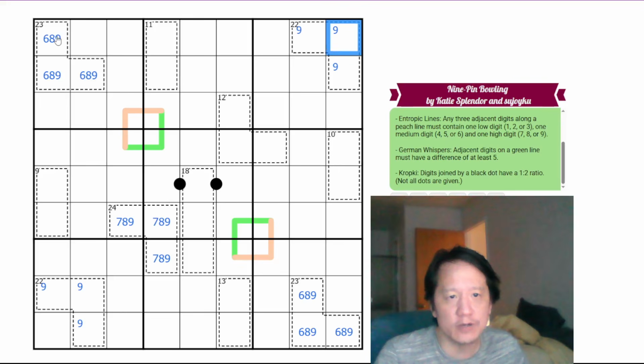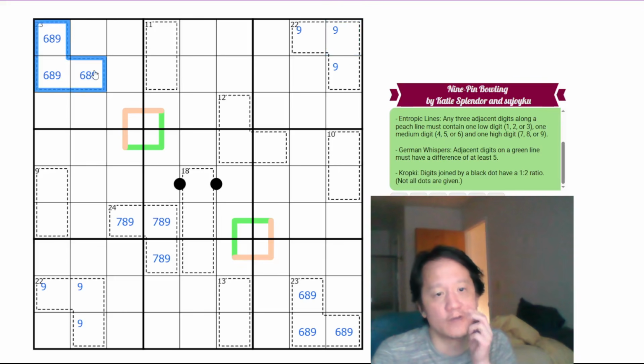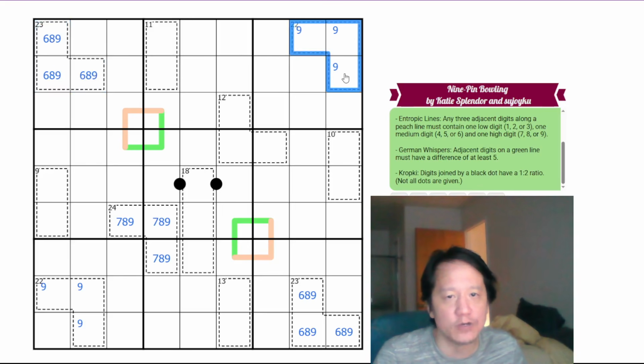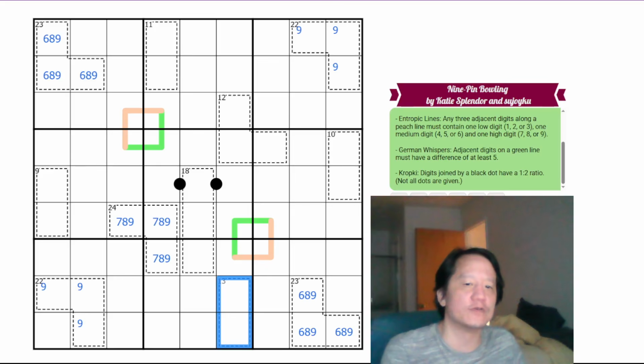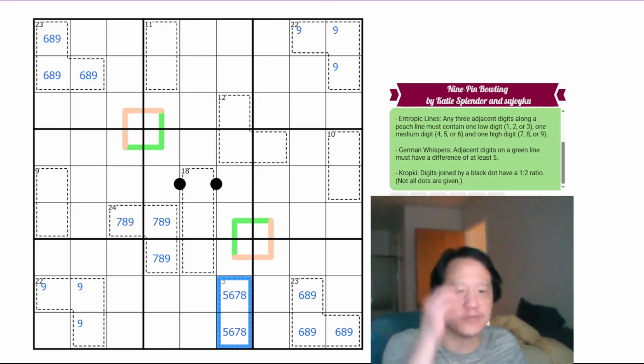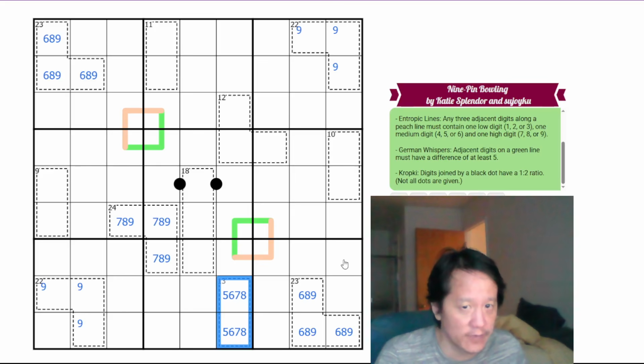That means we are guaranteed a 9 in one of rows 1 and 2 here, and we're guaranteed a 9 in one of rows 1 and 2 here. Same with rows 8 and 9. We are guaranteed a 9 here. We're guaranteed a 9 here. That means the rest of rows 1 and 2 and the rest of rows 8 and 9 cannot contain a 9. So this must be either 5 and 8 or 6 and 7 to add up to 13, because it cannot have a 9.